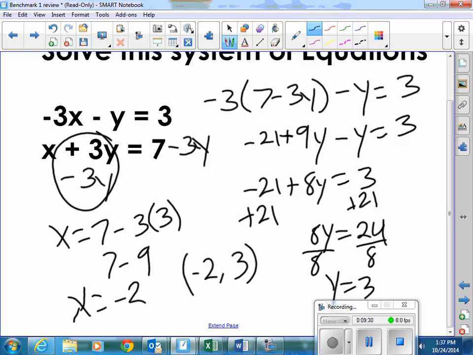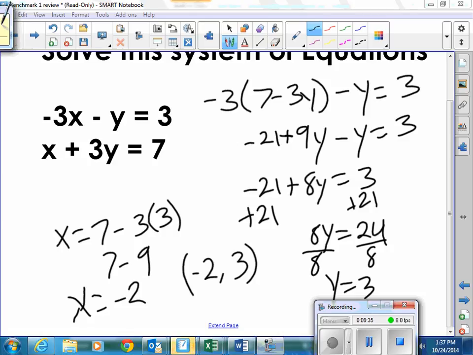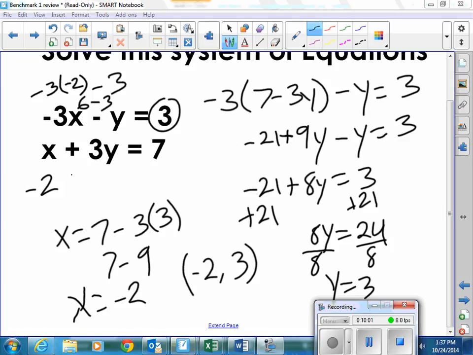We can plug those back in to check to see if they really work, to verify our solution. So I'm going to plug in a negative 2 for an x. So negative 3 times negative 2 minus y. y is a 3. Well, that negative times negative is positive. 3 times 2 is 6. Minus 3, yes, that is 3. That checks out. If x is a negative 2 and y is a 3. So negative 2 plus 9, yeah, that's 7. So it checks out.